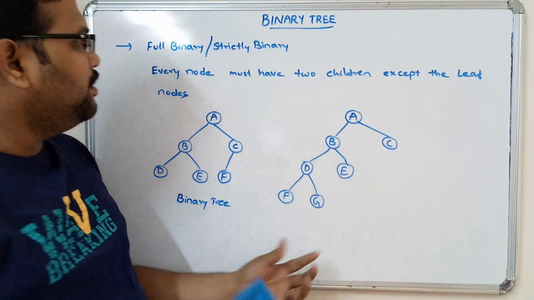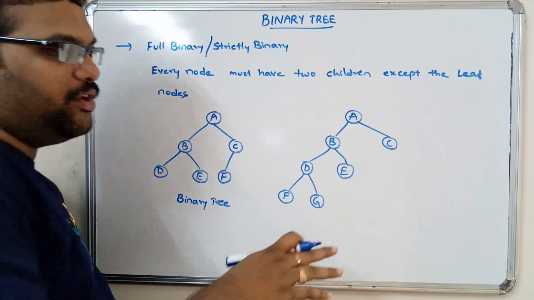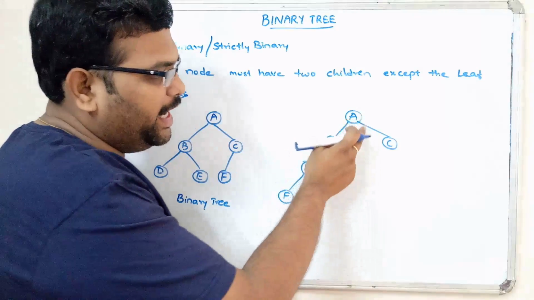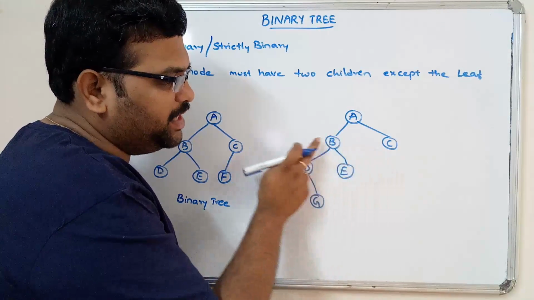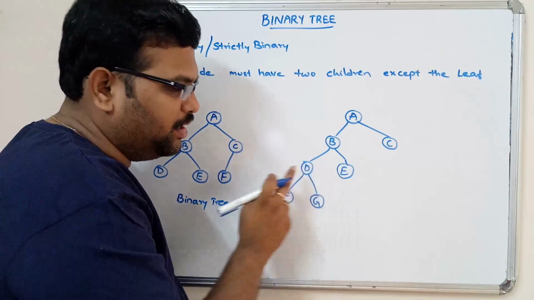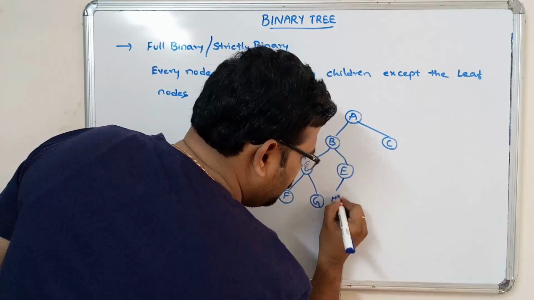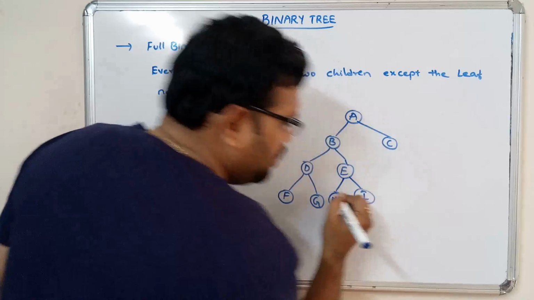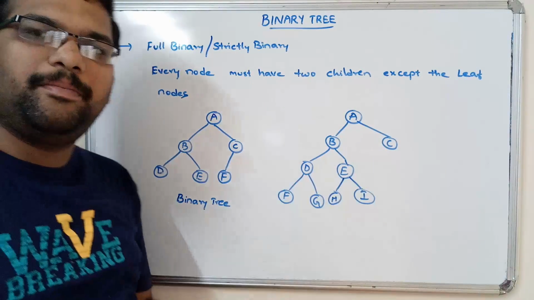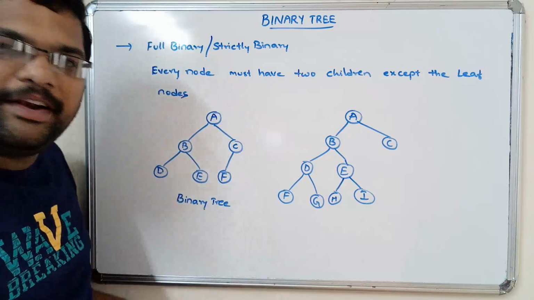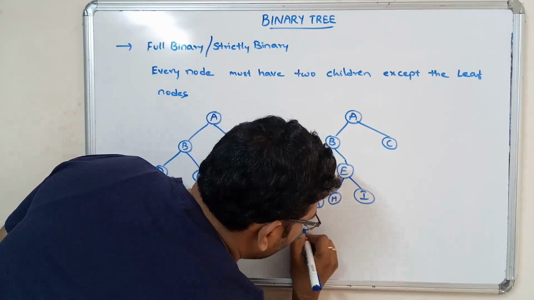This is a full binary tree, because here if you observe, every parent is having two children. So A is a parent, so it is having two children. B is a parent, it's having two children. D is a parent, it's having two children, right? Here E is also a parent, it's having two children. So it satisfies the definition of a full binary tree. So this is called a strictly binary tree.